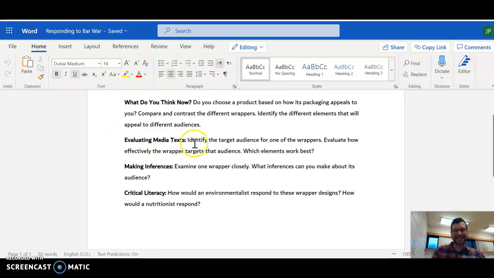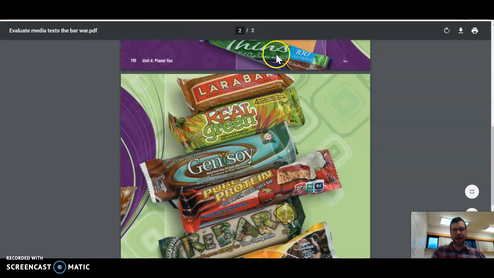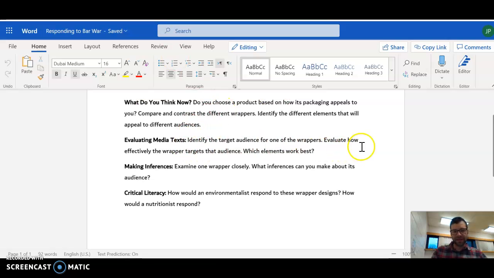So, evaluating media text. Identify the target audience for one of the wrappers. Pick one of those chocolate bars and identify the target audience. For me, I'm just going to give you the example of this one here, the Thins. This is going to appeal to an audience of people who are calorie watching. Evaluate how effectively the wrapper targets that audience. Which elements work best? Well, it's got that bold thing that says 100 calories. So it really works well for appealing to people who are calorie watching. So you can't choose that one when answering. Pick a different one because I've already given you the answer for that one.